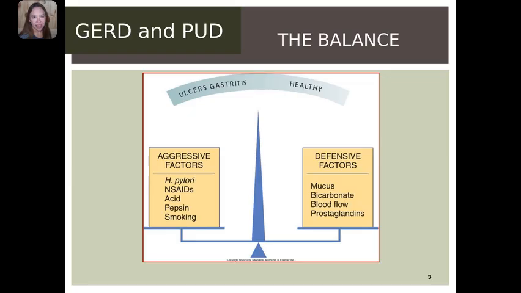Then we have some aggressive factors that can cause problems within the stomach. One of those is Helicobacter pylori. This is also known as H. pylori. What in the world is this? Well, it's a gram-negative bacillus that can colonize in the stomach and the duodenum. Where does it live? Well, it lives between epithelial cells and the mucus barrier.